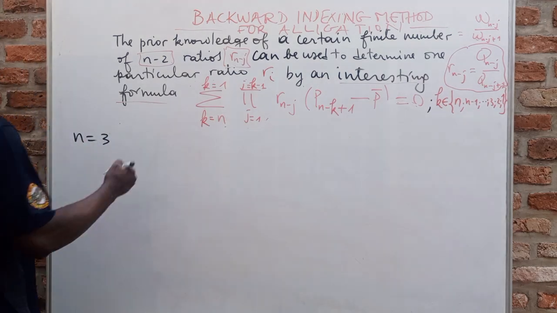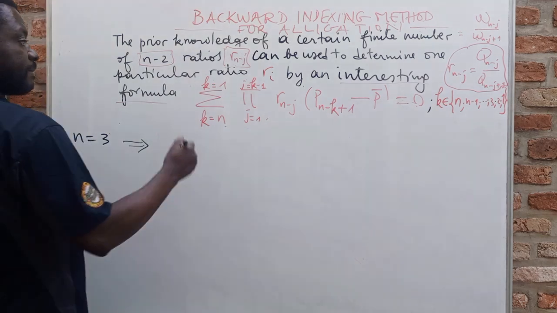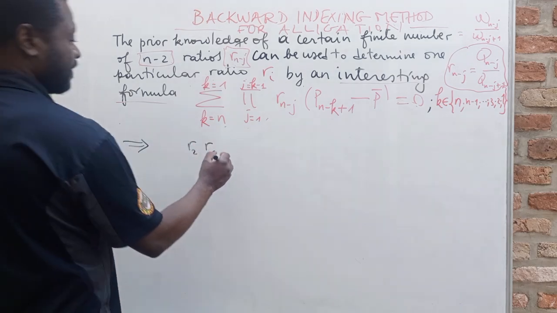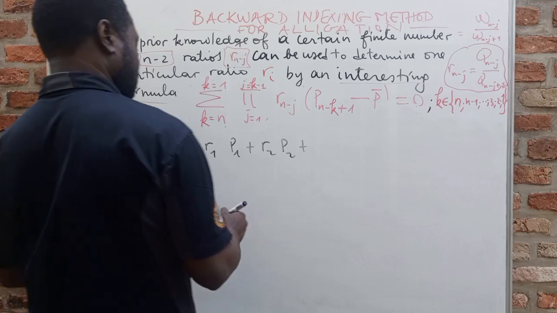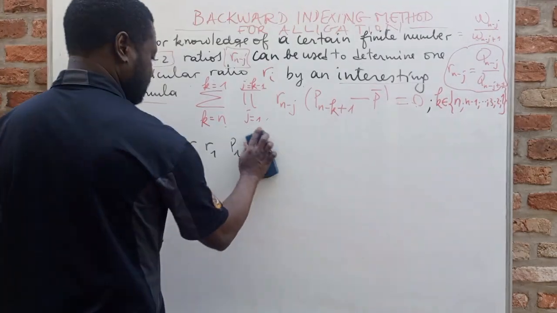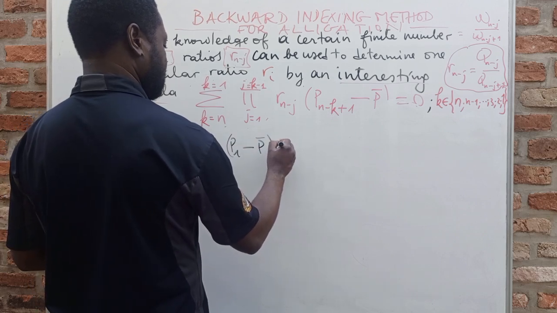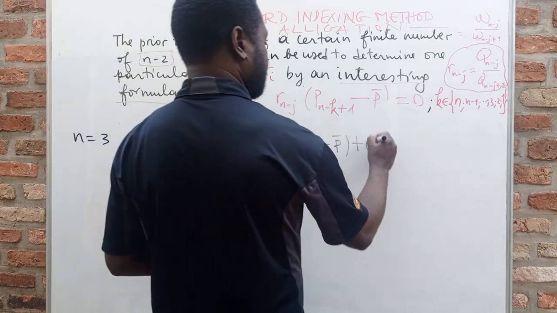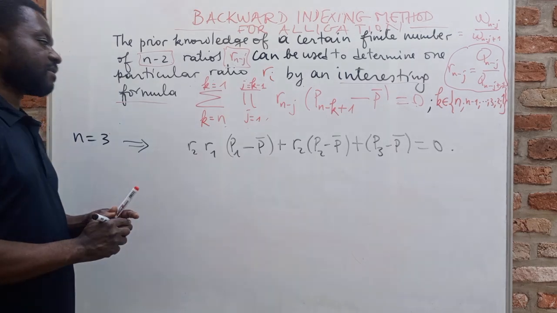This formula, in the case n equal to 2, how can you write it? It is written as the sum: R1 times P1 minus P bar, plus R2 times P2 minus P bar, plus P3 minus P bar, equal to 0. Here I have to multiply by this difference. This one is my favorite expression.